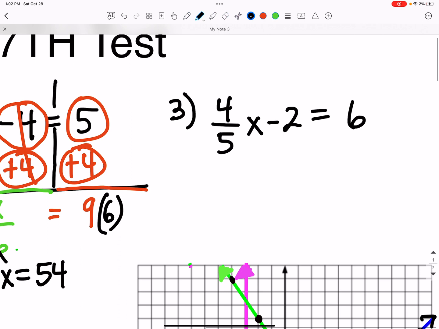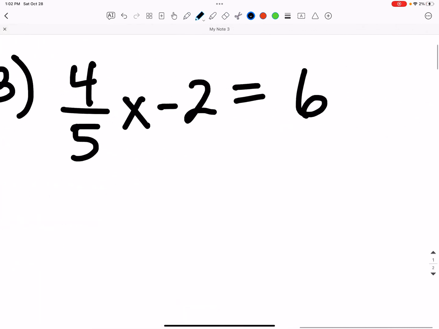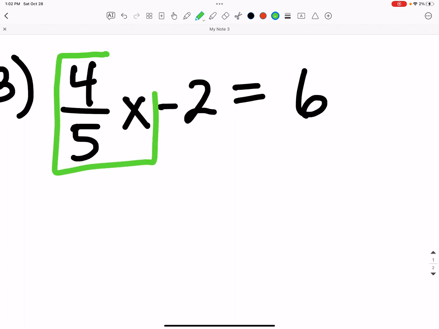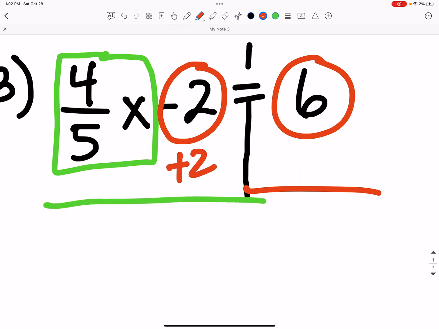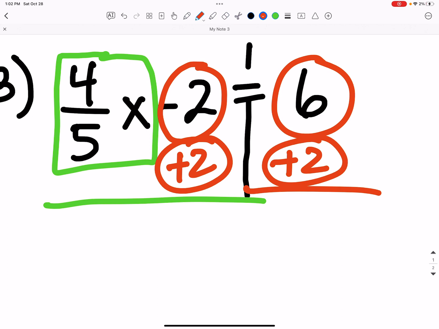All right, over here, same thing. Make your teams. Getting repetitive. This is going to be the red side. This is going to be the green side. So the 2 needs to go. 8 equals 4/5 x.